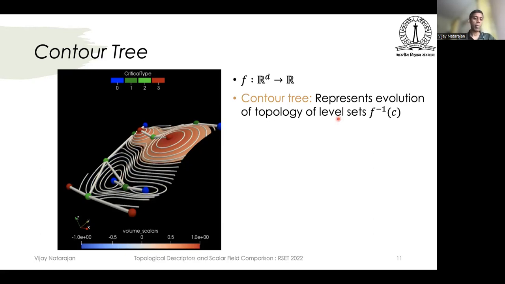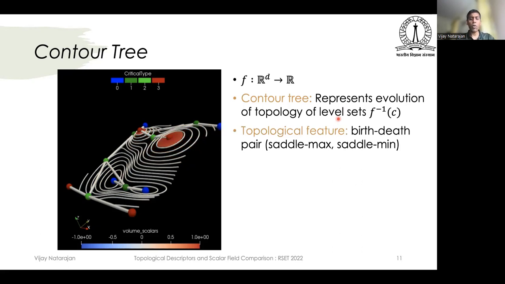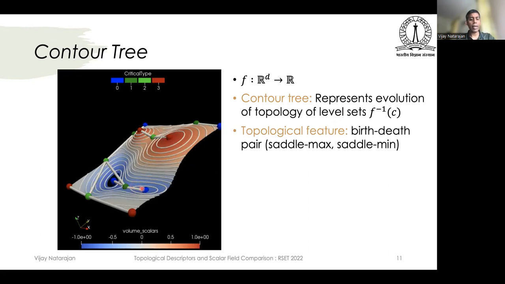It can formally also be defined as a quotient space given by the equivalence relation in terms of the level set. A few points to note here. The contour tree, or arcs in the contour tree, represent features in your surface. So the green-blue edges, green from the saddle to minimum, represent a valley, whereas the green to red edges, the saddle to maximum edges or arcs, represent a mountain.